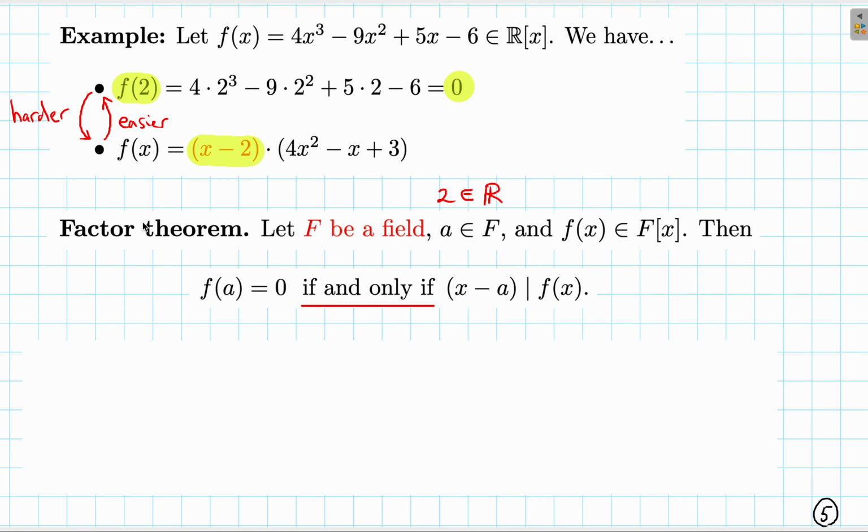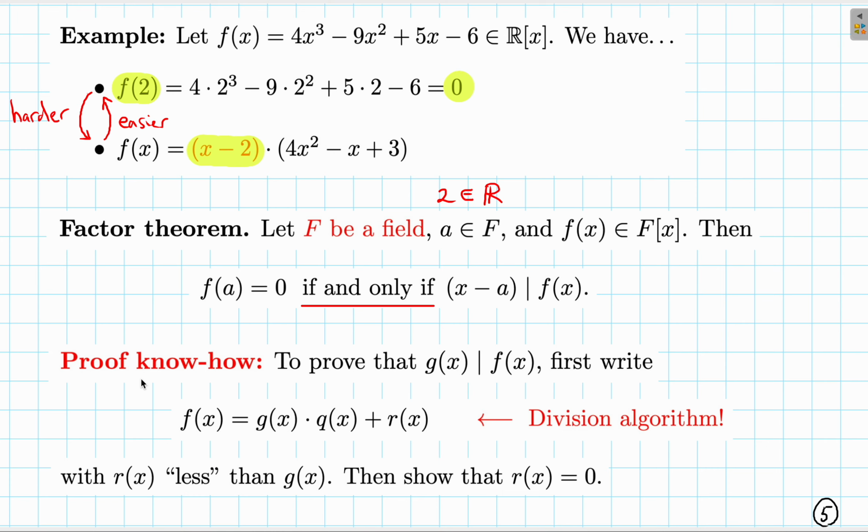For the harder direction of the factor theorem, we will need to prove that x minus 2, or more generally x minus a, is a factor of f of x. Now, before we do that, here is a proof know-how about how we show that a polynomial g of x is a factor of f of x. In a nutshell, we do this by trying to divide f of x by g of x, and then showing that the remainder must be 0.